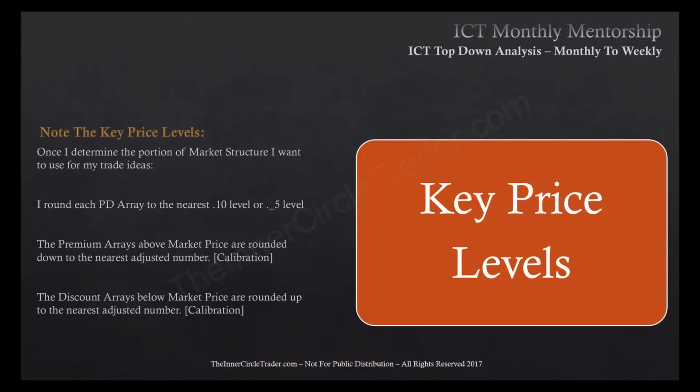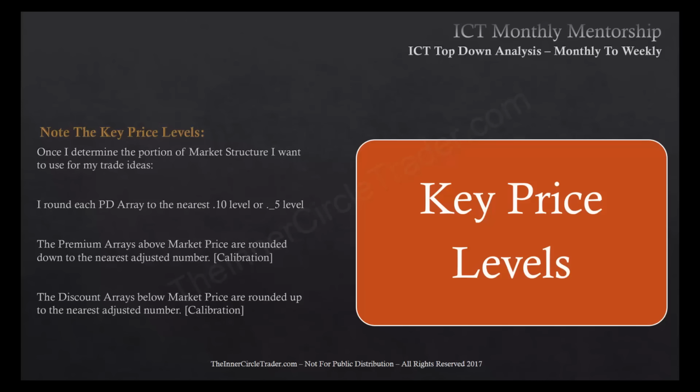And for the discount arrays below the market price, or wherever the market's trading at the time, if I'm looking for discount arrays below us in price, I'm going to round up to the nearest 0 level or 10 level and or 5 level, whichever gets me closest to the PD array matrix discount array, but it doesn't have to be required to round up to it.